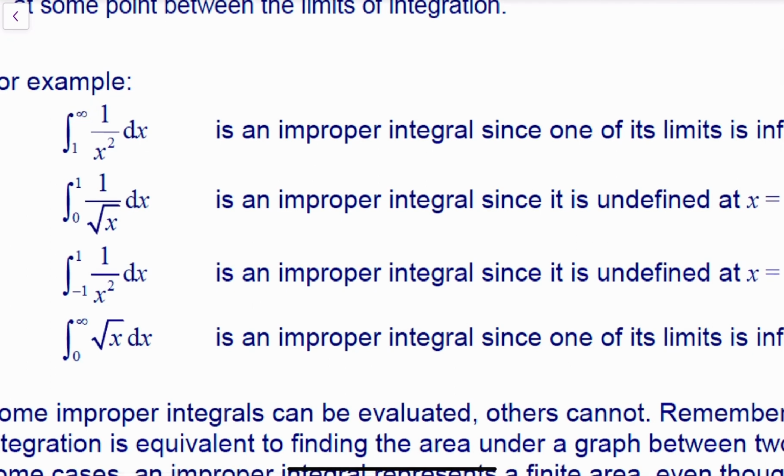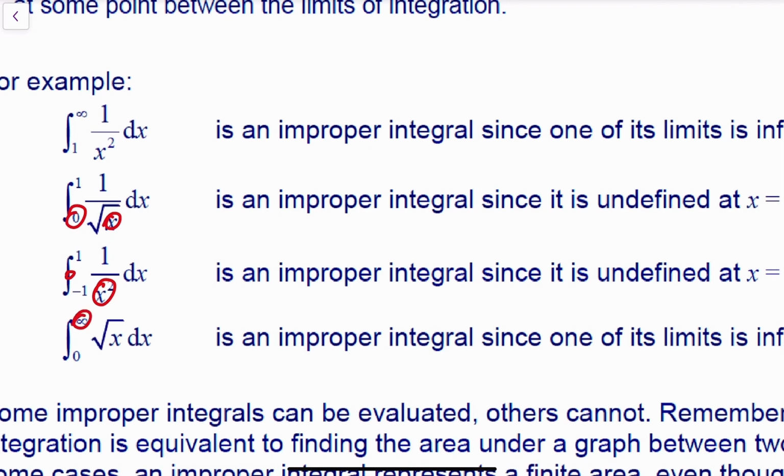This next one is improper because if you put 0 in, you're going to have a 0 on the bottom line of a fraction. Square root of 0 is just 0. And likewise, the same one, 0 would be in between -1 and 1. So again, you're going to have a 0 on the bottom line. And the next one, one of your limits is infinity.